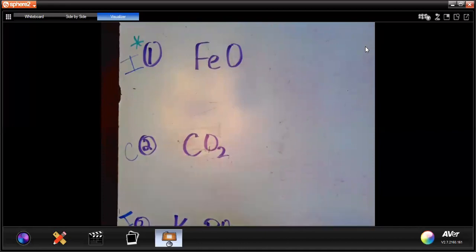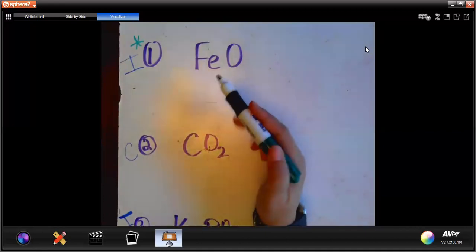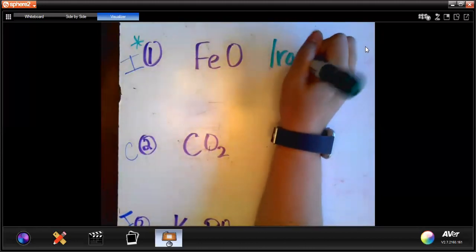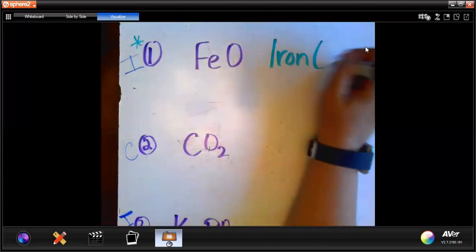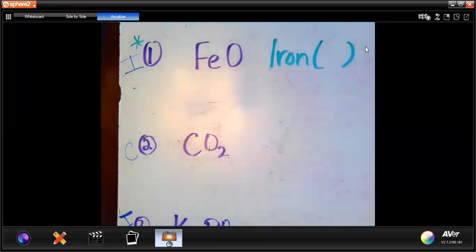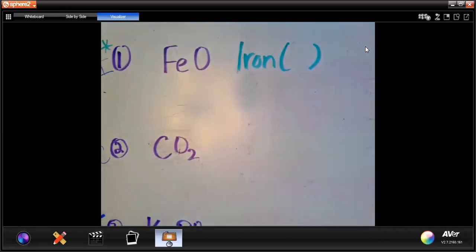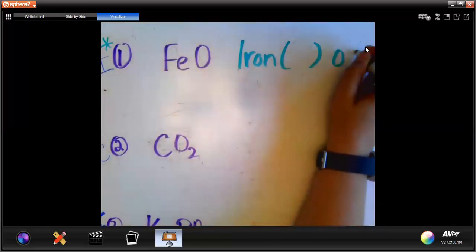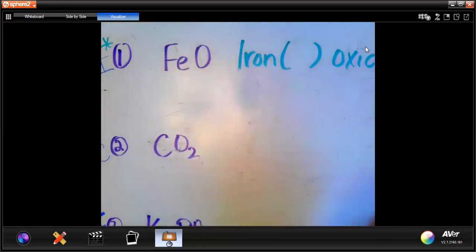Okay, so next let's just do the ionic ones first. So since we have iron, we name iron. We started to say it needs a Roman numeral, so we'll put the parentheses in there. And then we say O, right? Not oxygen, but now oxide. And again, it ends in IDE, right?